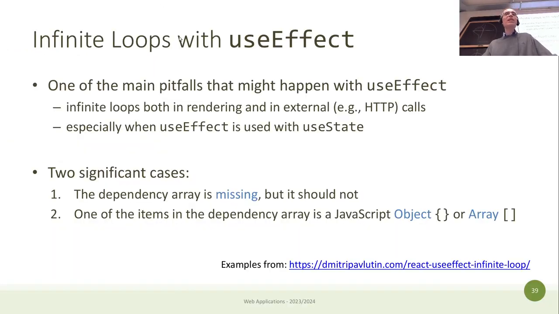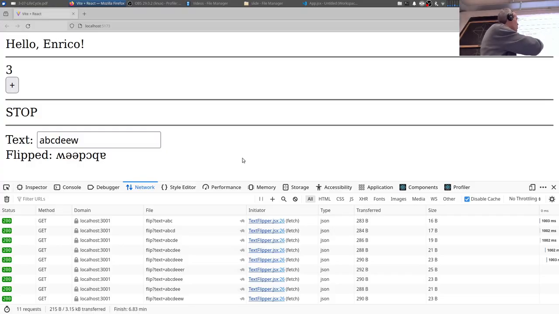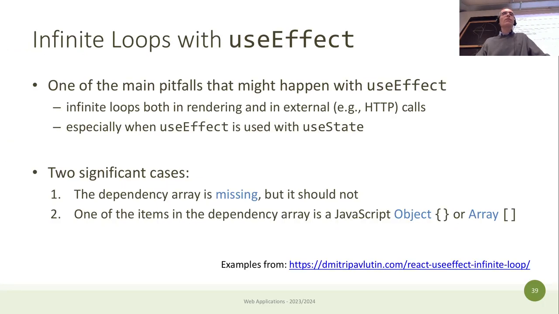But it's easy to catch. You debug a little bit with the console and network tab open, just check that nothing wrong is happening while using your application and you're fine. And another case: one of the items in the dependency array is a JavaScript object or array. That is not a guaranteed problem, but it's typically a problem. So let's try to avoid this problem.